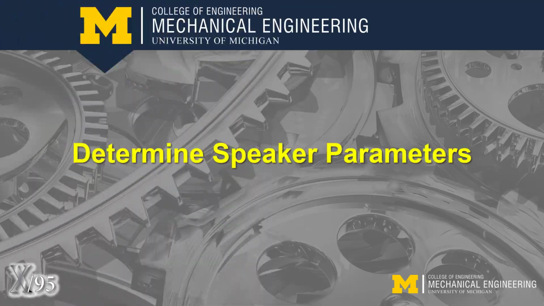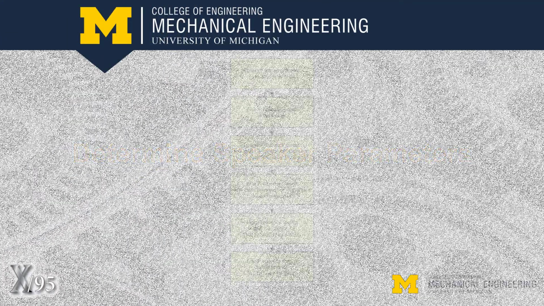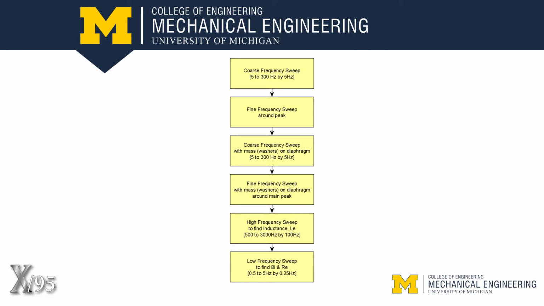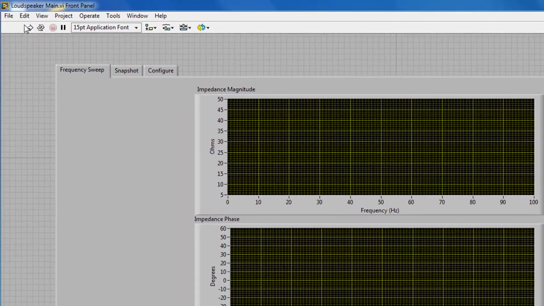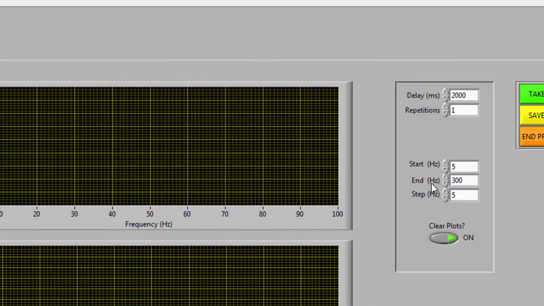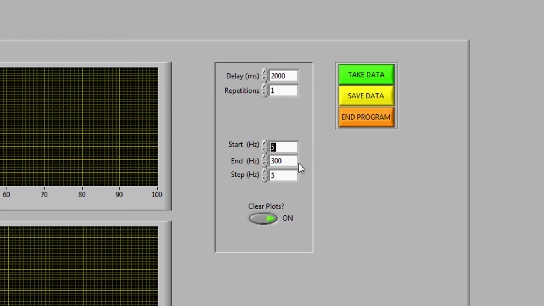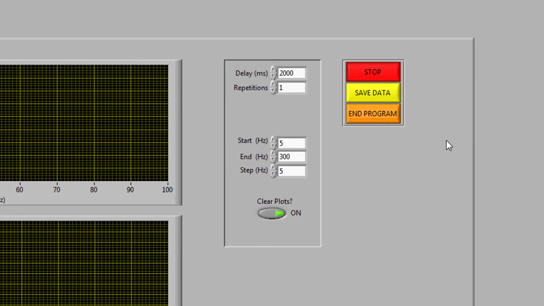In order to determine the various speaker parameters, you'll need to run a series of 6 different tests. First, we'll perform a coarse frequency sweep with the microphone to capture the general response profile. Click on the white arrow in the menu bar. The frequency sweep sequentially steps through a range of frequencies, which we'll set from 5 to 300 Hz with a large step size of 5 Hz. We'll use the default settings of 2000 milliseconds to ensure steady state and a repetition of 1. Now press the Take Data button to start the sweep.